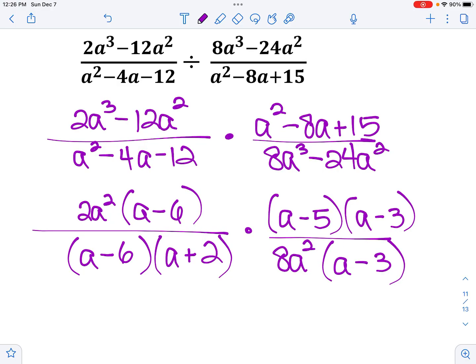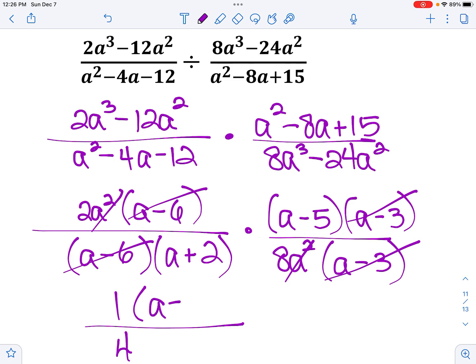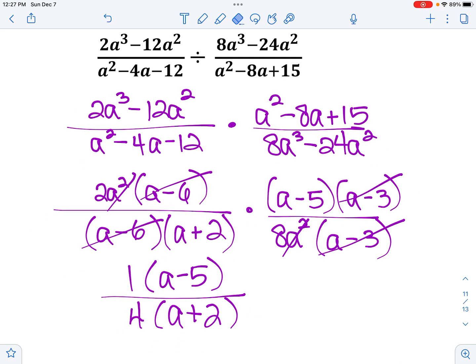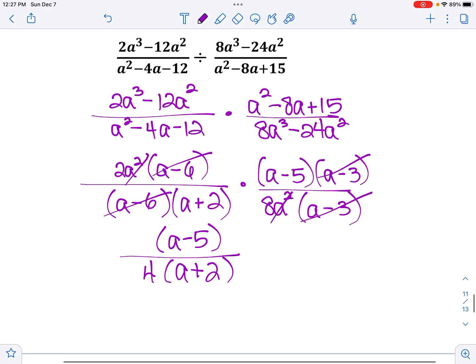Okay, let's see. We got a minus 6, a minus 6. The a squareds cancel. This would end up being 1/4. So I have 2. Yeah, 2 over 8 is 1/4. So I'm just going to write that. And then I have a minus 5 on top, and then a plus 2 on the bottom. And then I would not need this 1 here, but that would be the factored form of that.